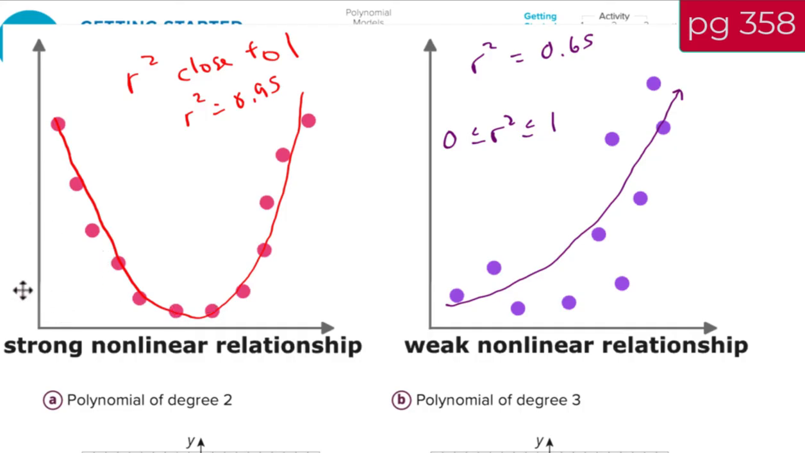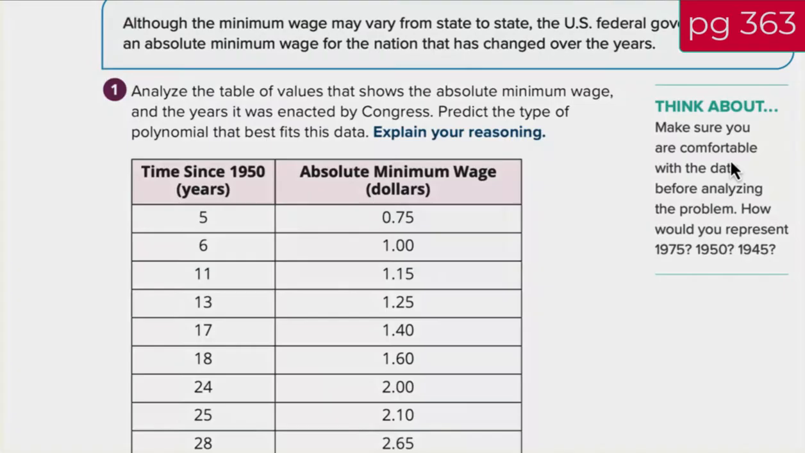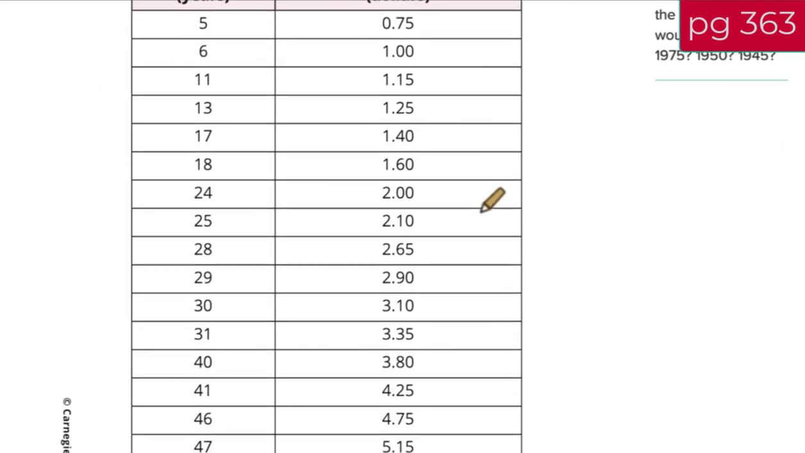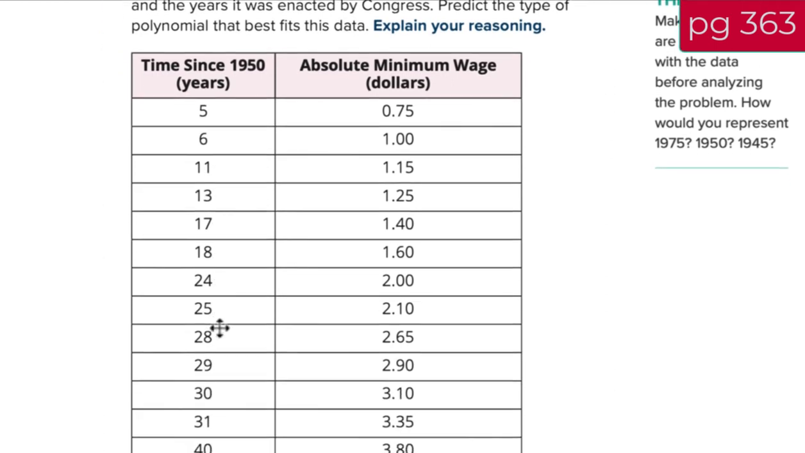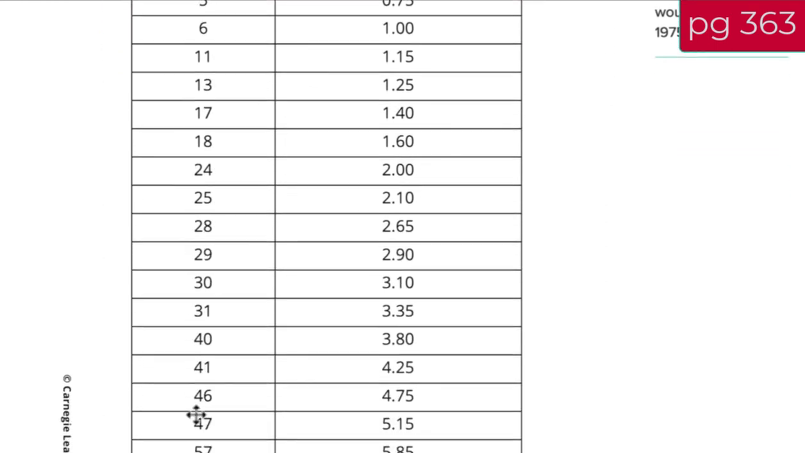Okay, that being said, let's turn to page, what do we got? 363. This data represents the absolute minimum wage in the United States over time since 1950. So we have to know how to interpret this data. Make sure you're comfortable with this data. When it says 5 here, that's how many years since 1950. So that'd be 1955, 1956, 1961, right? And we can go all the way down. 30 would be 1980. So that's what this data looks like.